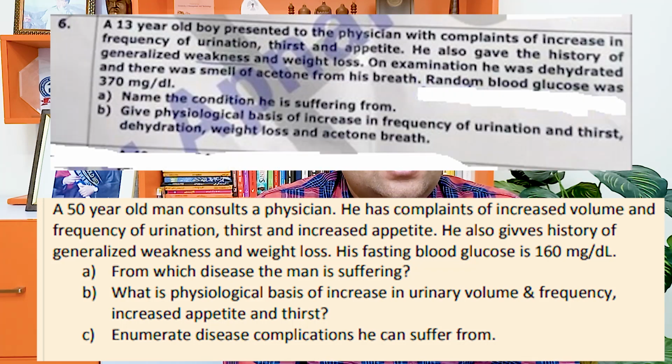Another similar scenario is a 13-year-old boy presented to the physician with complaints of increase in frequency of urination, thirst, appetite. He also gave the history of generalized weakness and weight loss. On examination, he was dehydrated and there was smell of acetone from his breath. Random blood glucose was 370 milligram per deciliter. Name the condition he is suffering from. Give physiological basis of increase in frequency of urination and thirst, dehydration, weight loss, and acetone breath. In the first scenario, most likely diagnosis is type 2 diabetes, and in the second scenario, most likely diagnosis is type 1 diabetes. Now, I will describe the physiological basis of the signs and symptoms asked one by one.